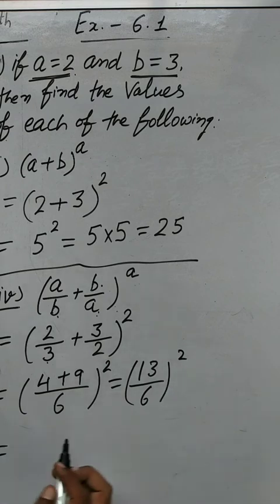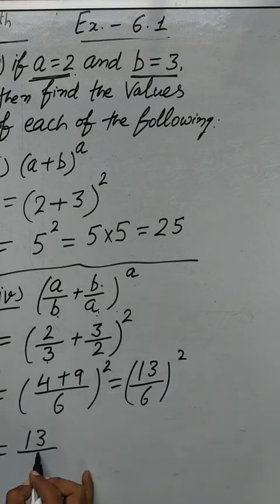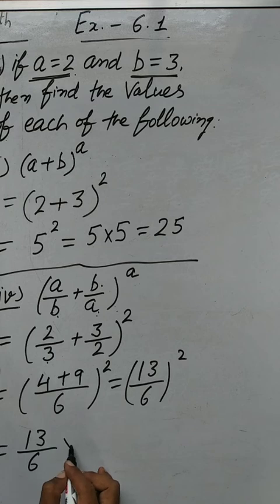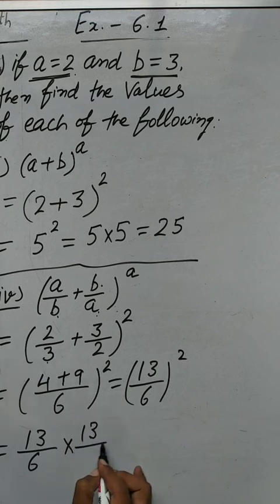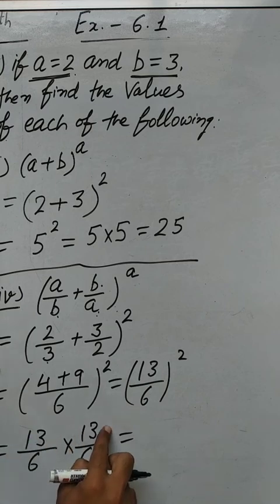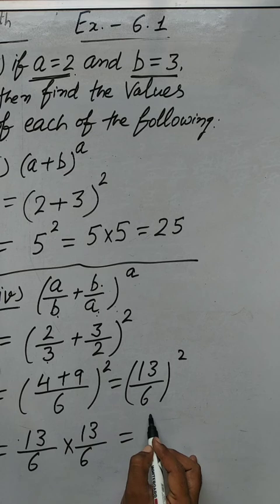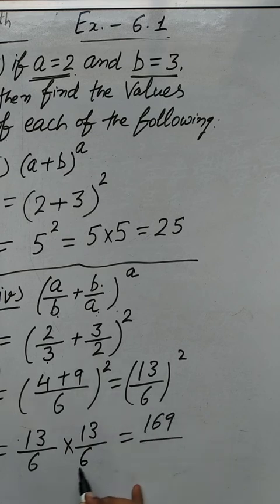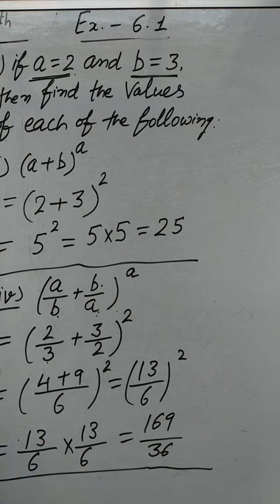Now open the power, beta. 13 upon 6 raised to power 2 means 13 upon 6 multiply 13 upon 6. Multiply 2 times. Now multiply numerator with numerator and denominator with denominator. Now 13 into 13, 169. 6 into 6, beta, 36. This is your answer. Clear?